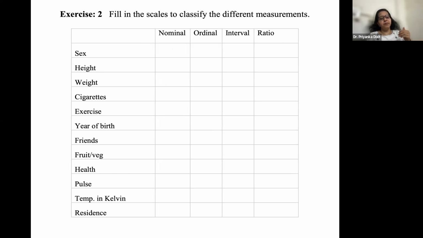How many friends you have, it's a continuous variable. Whether you belong to a rural area or an urban area is a categorical variable. Yeah. So all these things, all the broad statistics which we are going to discuss today, depend upon whether your variable is a categorical variable or a continuous variable.